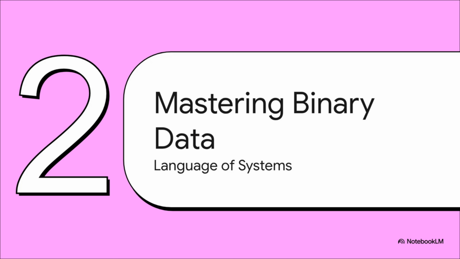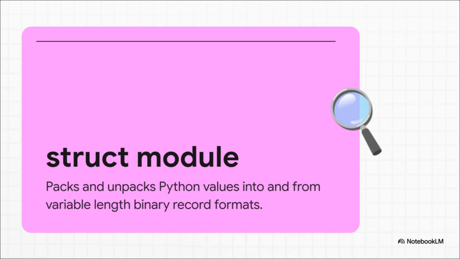All right, let's shift gears and move from the human world to the machine world. A lot of the time, our programs have to deal with file headers, network packets, or low-level hardware. And that world, well, it speaks in raw binary data. So, how do we speak this language? We use the struct module. You can think of it as Python's universal translator for binary.